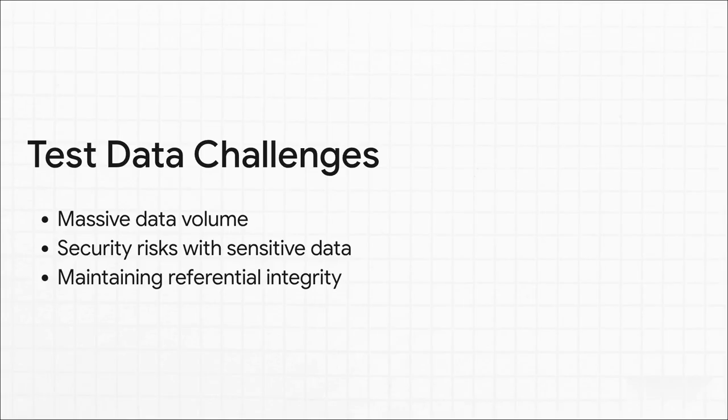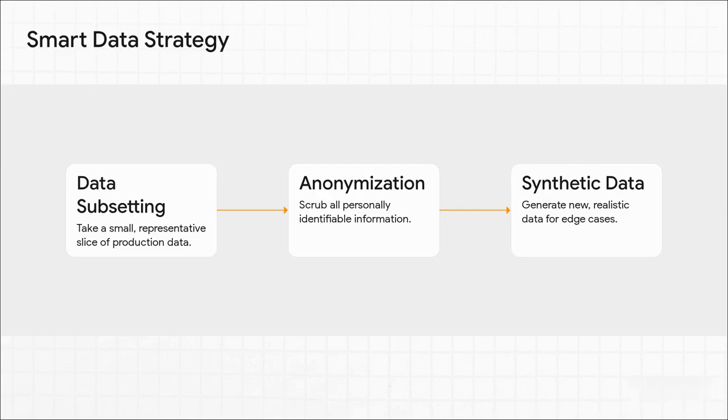Second, it's a massive security risk. Your production data has sensitive customer info that has absolutely no business being in a lower environment. And finally, you have to somehow maintain all the data relationships, making sure everything still connects properly, which is just wildly complex. So, the smart solution is basically a three-step process.